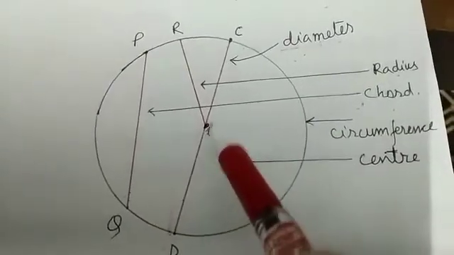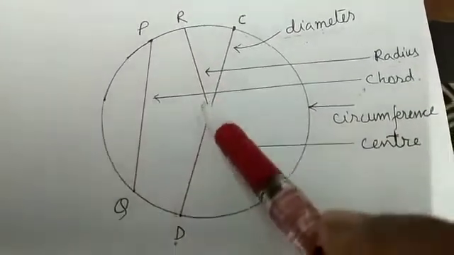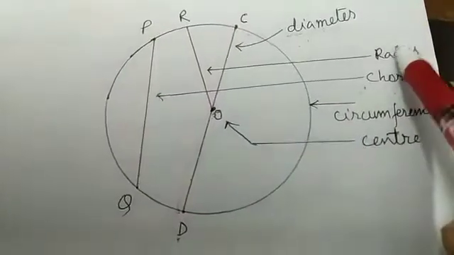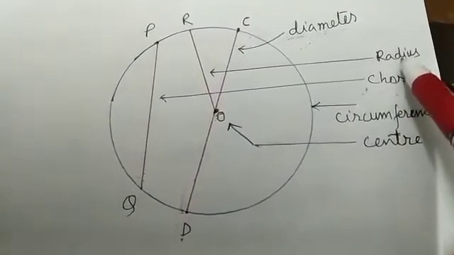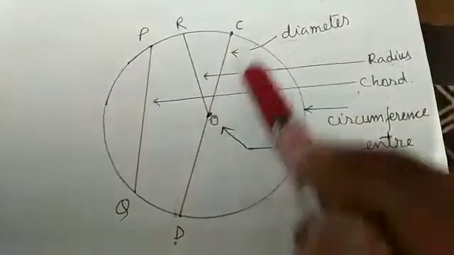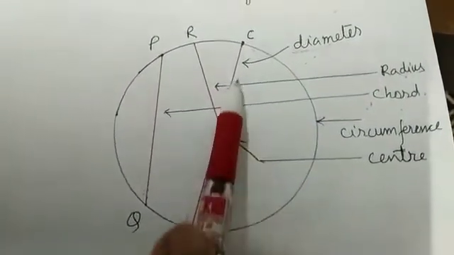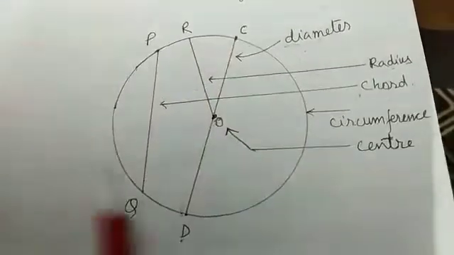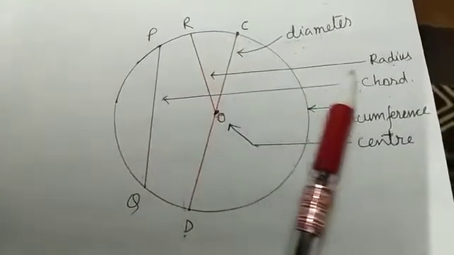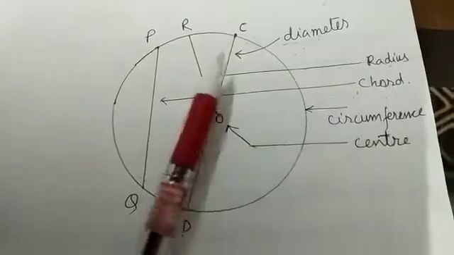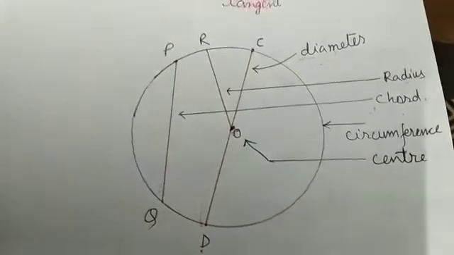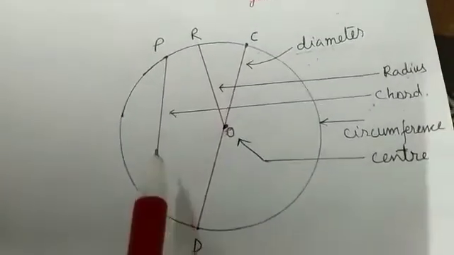Then these lengths OC, OR and OP are known as the radius of the circle. Then this diameter divides the circle into two parts. This side is known as a semicircle.